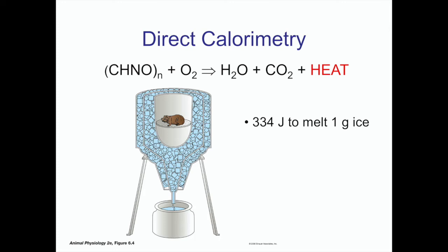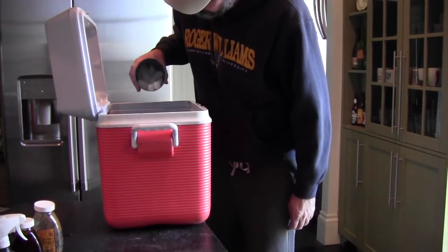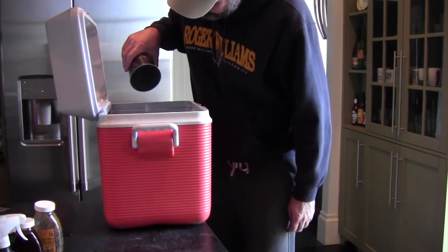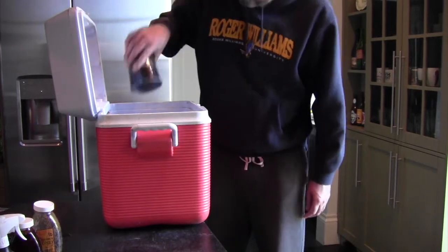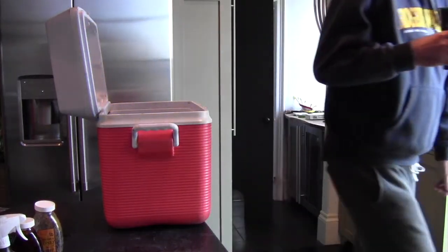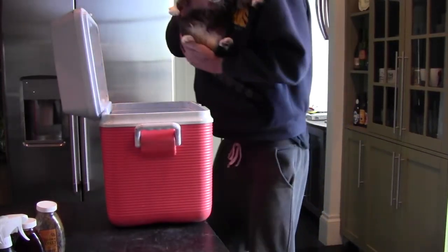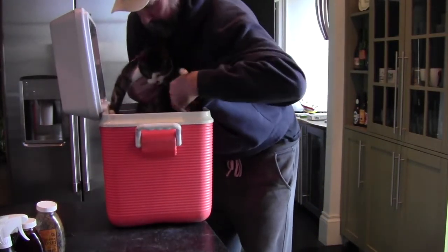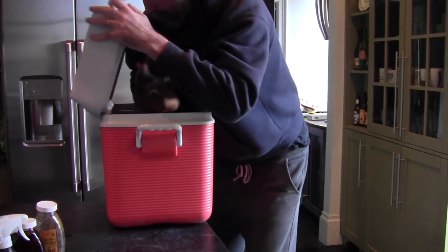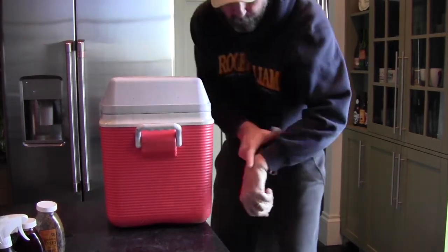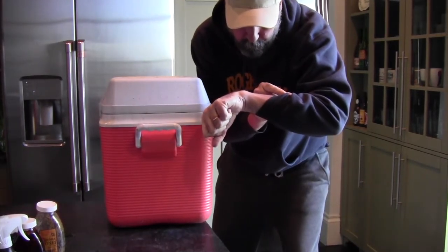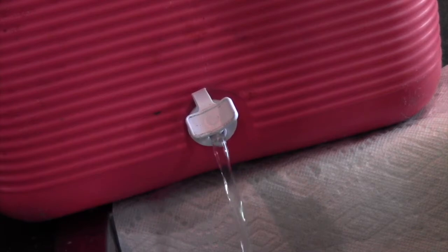We know that it takes 334 joules of heat to melt 1 gram of ice. So if you put an animal in an ice-filled insulated container, the heat produced by the animal will melt the ice, and you can capture the runoff and calculate the mass of ice that melted, and from that, the amount of heat produced. There are a few drawbacks to this method. Obviously, it's difficult to do this for very large animals. Also, the confinement can alter the animal's behavior, and in a sealed container, there's a limit on how long your measurements can last.